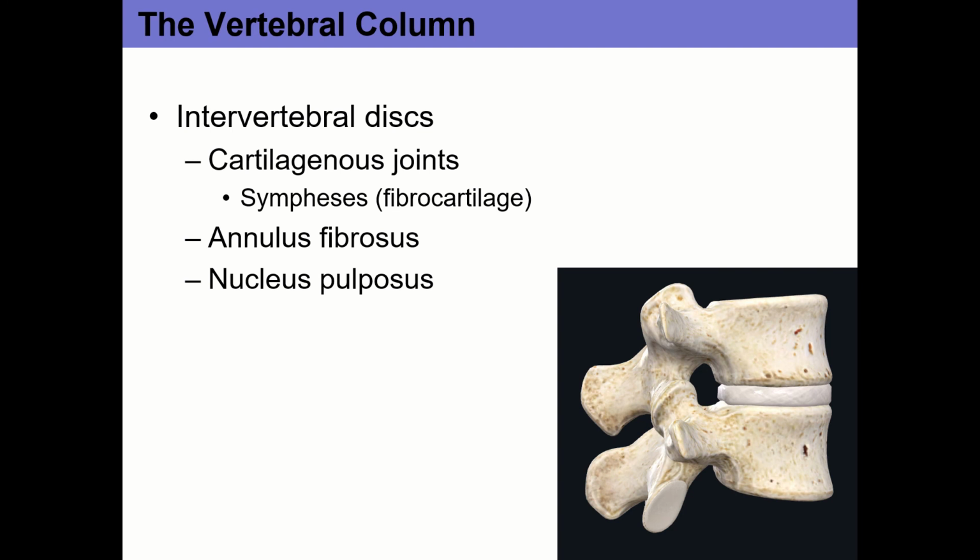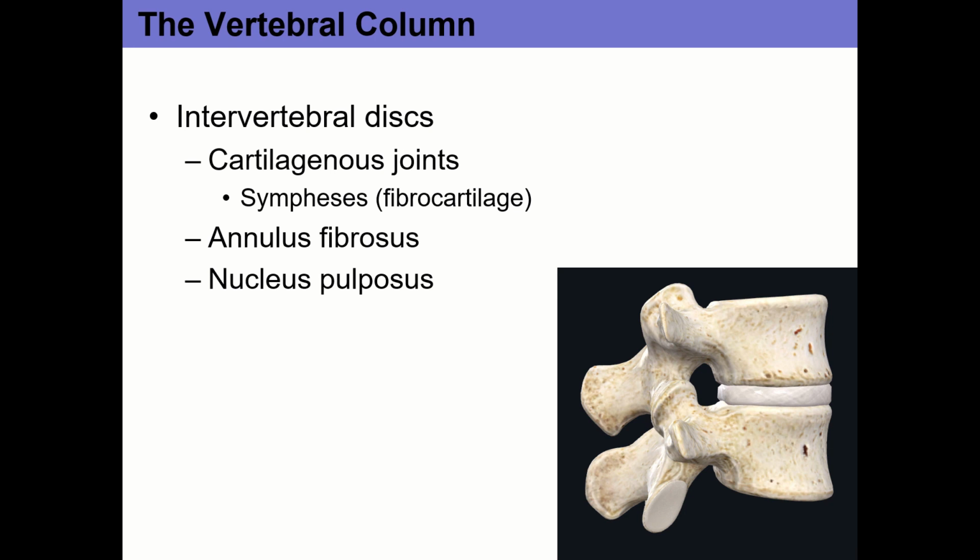All right, so this part isn't on your lab sheet, but I feel like I would do you a disservice if I didn't mention these. So the intervertebral discs. So here's one. The intervertebral discs are rings of fibrocartilage that sit between the bodies of the vertebrae. So thinking back to Chapter 8 when we talked about joints, these are a type of cartilaginous joint specifically. They are symphyses because they are two bones joined by fibrocartilage.